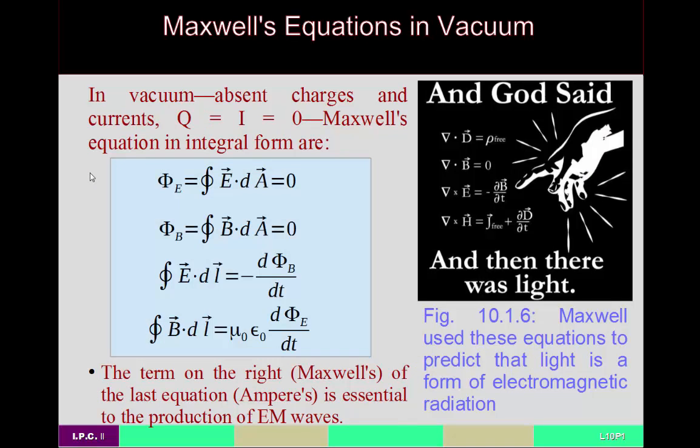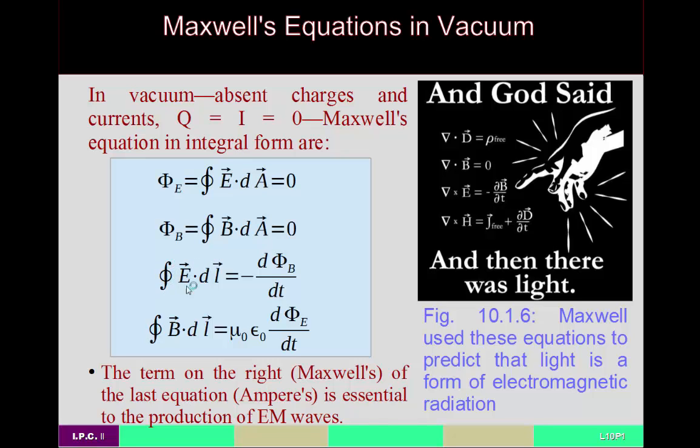So if you want to go into vacuum, then you have no charges and you have no currents. And the result is that you can say Q is 0, I is 0. And so Maxwell's equations in integral form look like this. And notice now that there's even more symmetry, or maybe I should say more evident symmetry, than what we had before. Here the flux of the E field is 0 because there are no charges, just as the magnetic field flux is 0.